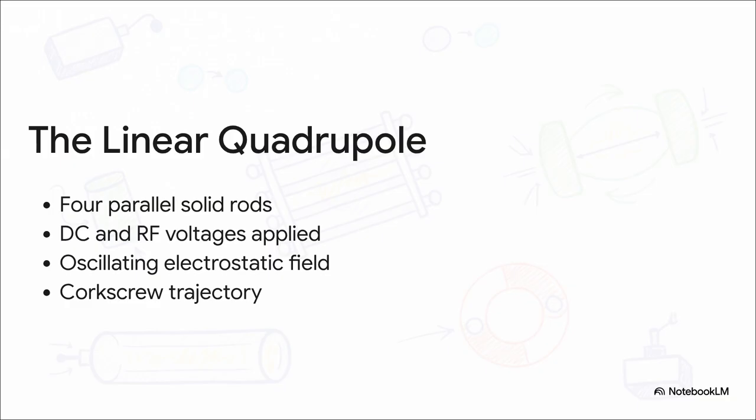But if its mass is even slightly off, that push and pull becomes wildly unstable. The ion's path gets wider and wider until it violently crashes into one of the solid rods and is instantly neutralized. It's an amazingly effective, lower-cost filter that you'll find in most lab benchtop instruments today.